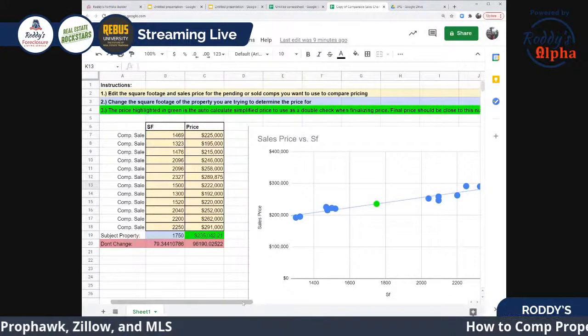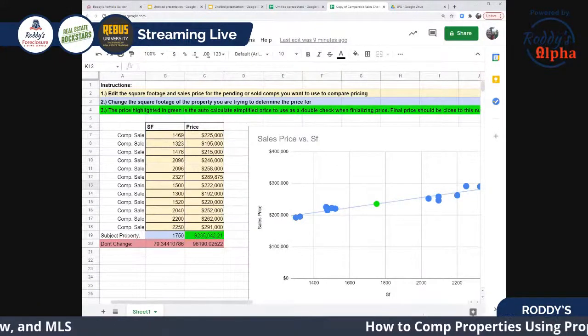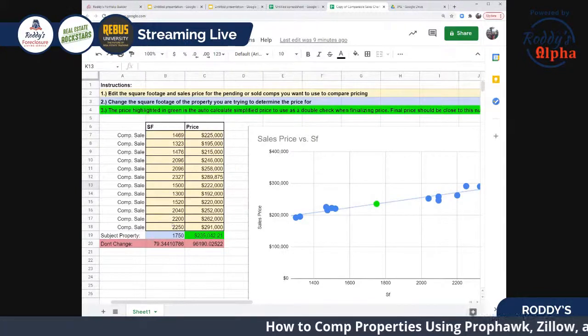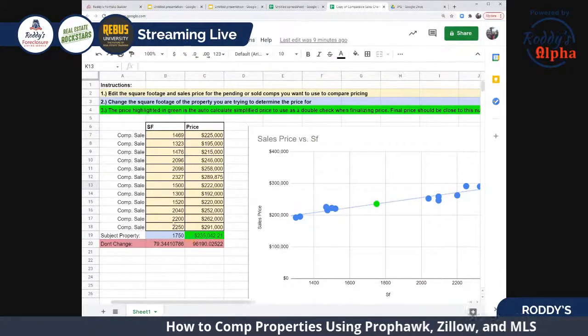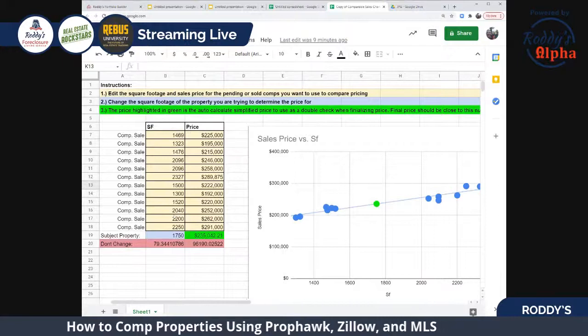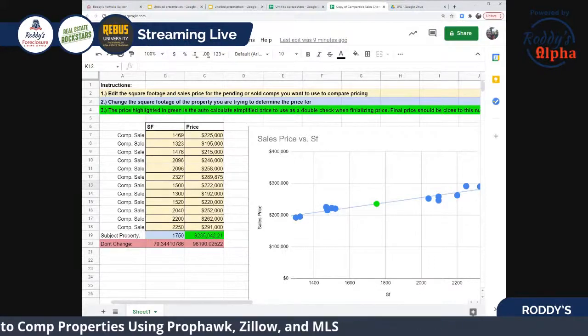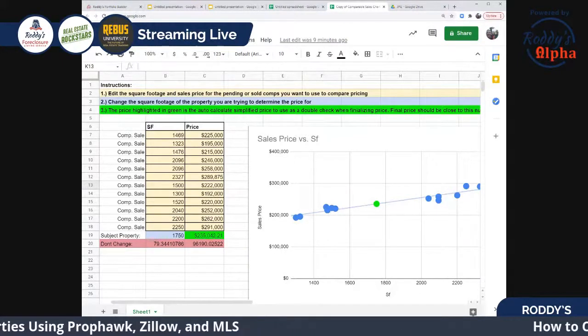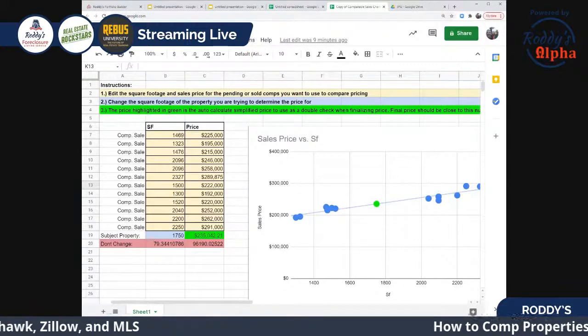All right. So here's the concept. Over here in the column on the left, we've got square footage in one column. The comparable sales are houses in that neighborhood that have sold, and we have different square footages and different sales prices on there.